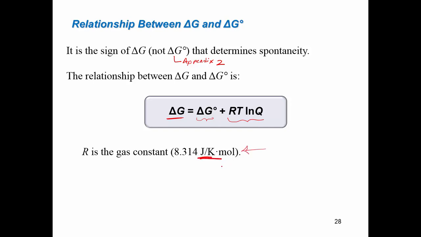So it's the 8.314 joules per K mole. T is the Kelvin temperature. Remember your relationship between Celsius and Kelvin. So Kelvin is equal to Celsius plus, for most things, we just use the 273. Sometimes we use 273.15. You shouldn't end up with a problem that is that picky that you have to use one versus the other.